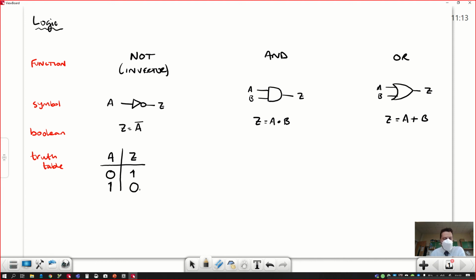It's really important that we remember these relationships. Kind of easy to do for an inverter, but just a little bit more thought required for the other two.